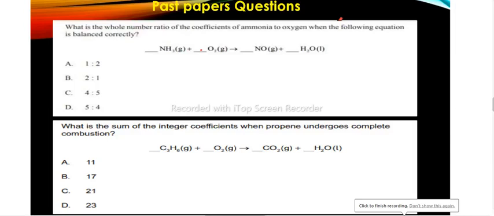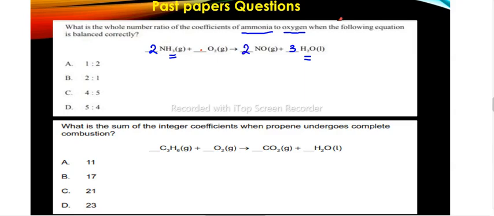Now we're going to apply on some past paper questions, starting with question number 1. What's the whole number ratio of the coefficients of ammonia to oxygen when the following equation is balanced? So firstly, we need to balance to find out the mole ratio. Nitrogen is 1 for each reactant and product. Continuing with the hydrogen, I have 3 here and I have 2, so to balance I'm going to multiply by 3 and I'm going here to multiply by 2. Continuing with the oxygen, I need to count the total number of oxygens, but before that the nitrogen should also be balanced after multiplying by 2, so I'm going to multiply the NO by 2.